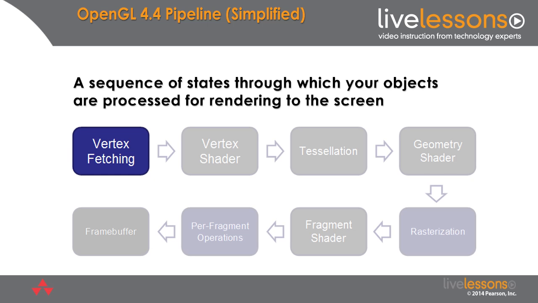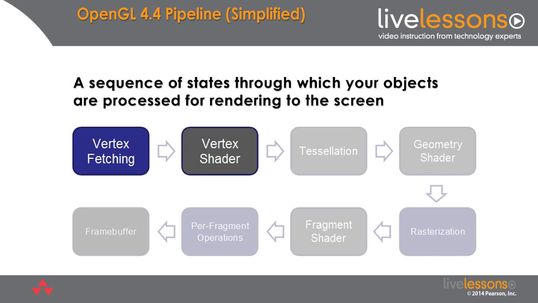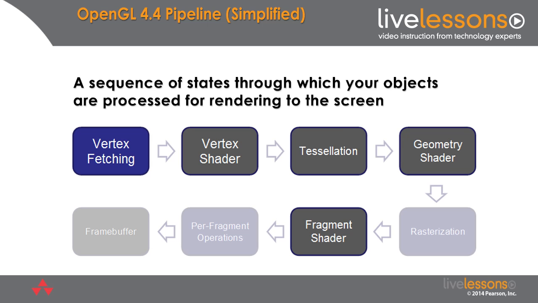Processing begins in the vertex fetching stage. This is where data enters the pipeline. This stage, and the others colored in blue, are not programmable. You won't provide shaders for these stages. You can program the vertex shader, tessellation, geometry shader, and fragment shader stages, and you configure the non-programmable fixed function stages. Vertex fetching is the beginning of the pipeline.